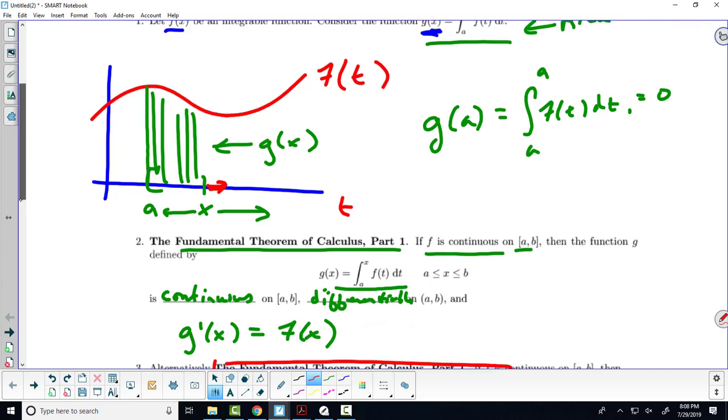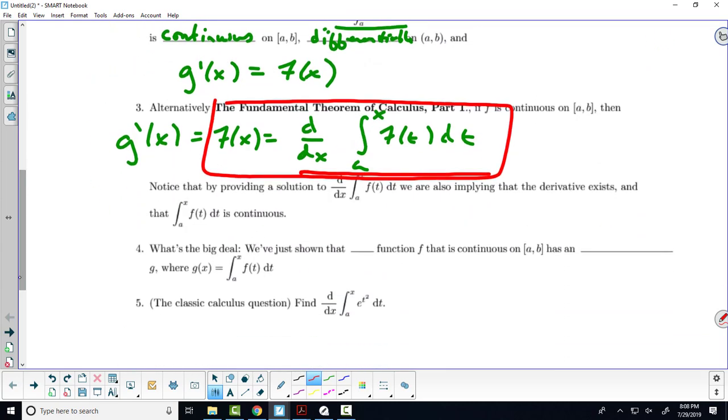So this is saying, what is the derivative of g of x? How does this expression change? Or how does g of x change with time? It changes based upon the shape of f of x.